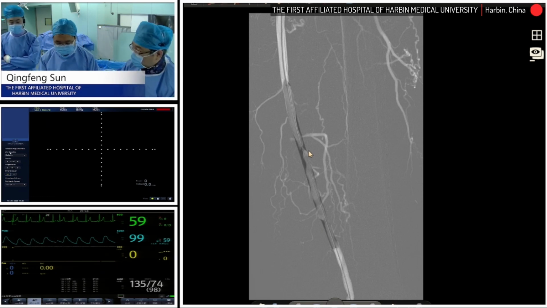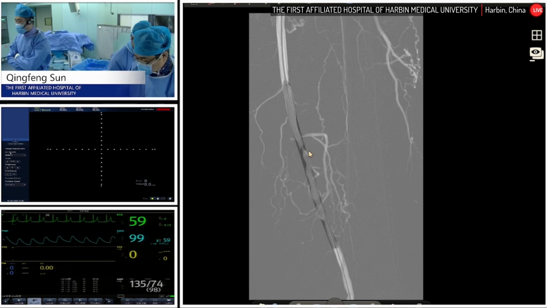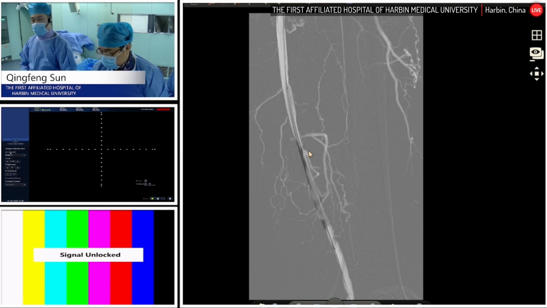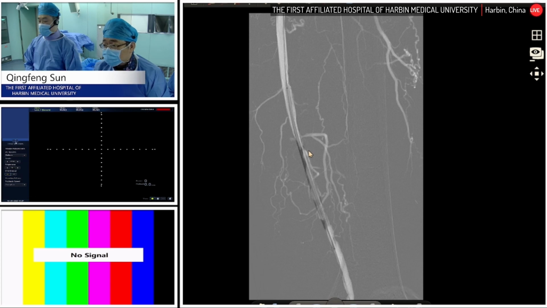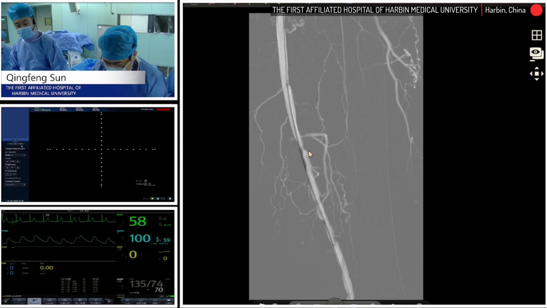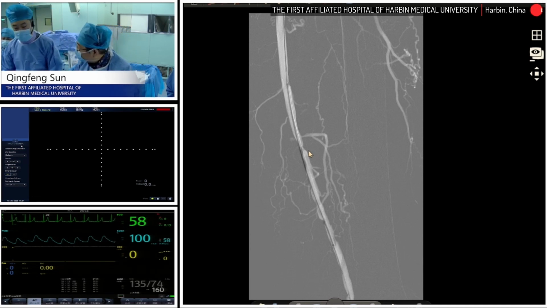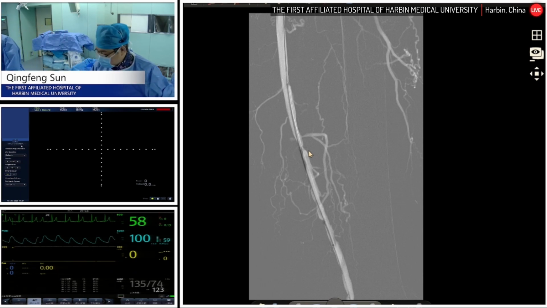So we do angiography first and use IVUS to check again. Let's see if there's some flow-limiting dissection. If not, we're going for using DCB for the finish. So what if we have a flow-limiting dissection for this lesion? Are we going for stenting? Yes, if we have a flow-limiting dissection, we use a drug-eluting stent.